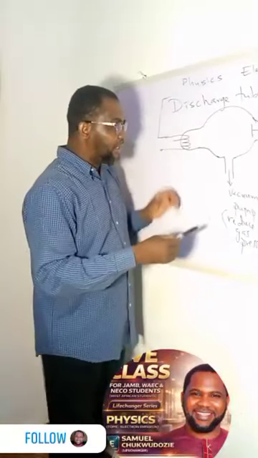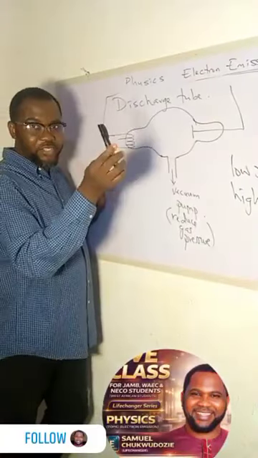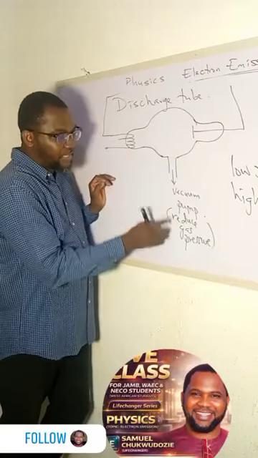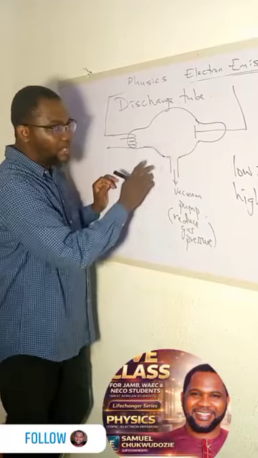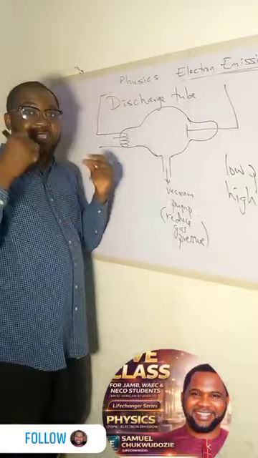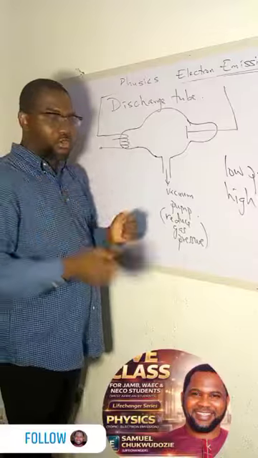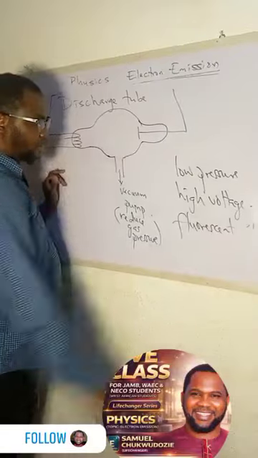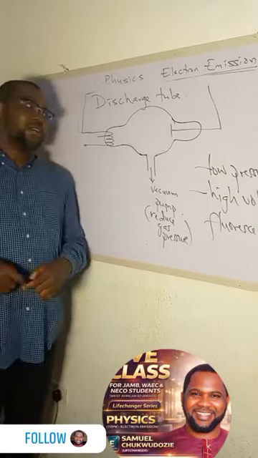So for the discharge tube to be effective, you need to evacuate air or gas from here. Make sure that the pressure here is very low, and make sure that the voltage applied is very, very high, and that will give birth to fluorescence. This is what we call fluorescence. So this is all you should know as far as your exams are concerned about this.